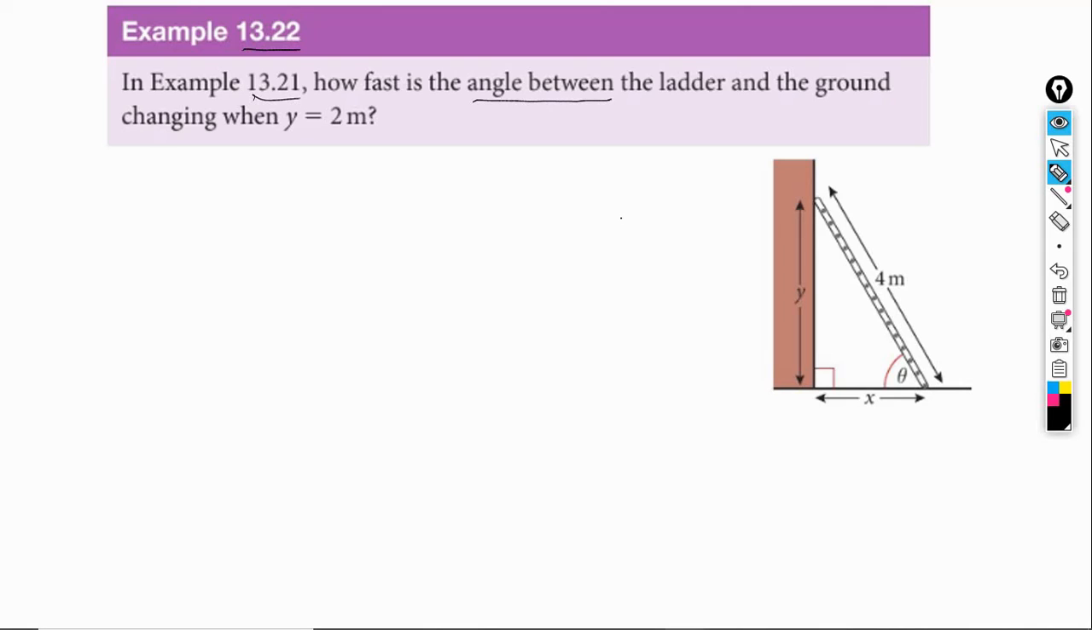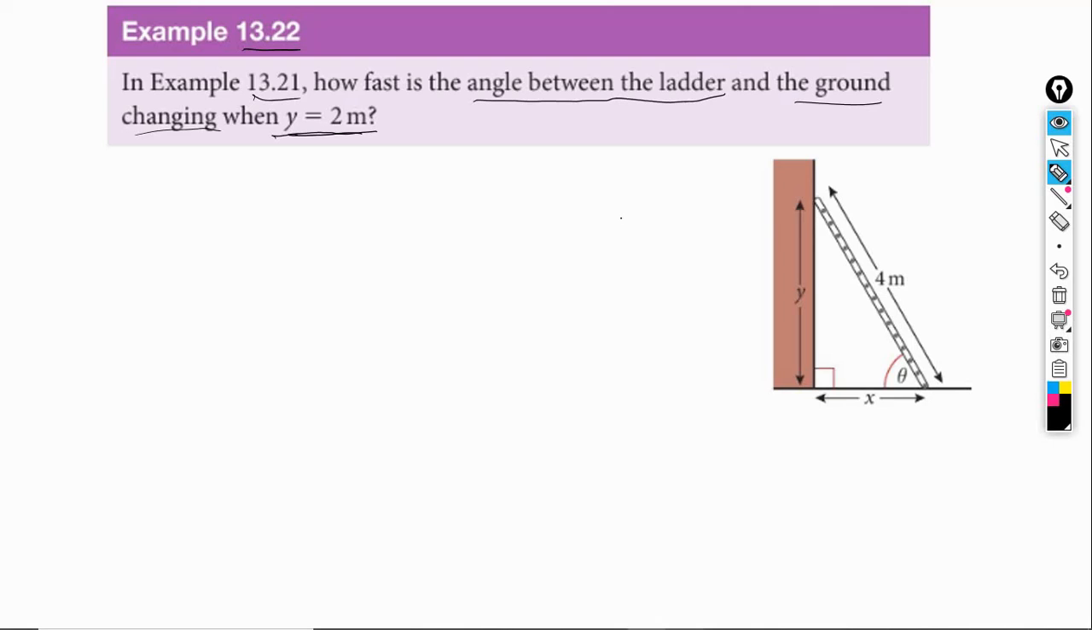Okay, so now we are on example 13.22, and it says in example 13.21, how fast is the angle between the ladder and the ground changing when y equals 2 meters? Okay, so that means that they want us to find the rate of change of the angle. So we have to use a trigonometric ratio that will help us out. Now, because they're giving us y, I want to end up using sine, because notice that y is the opposite leg from angle theta.